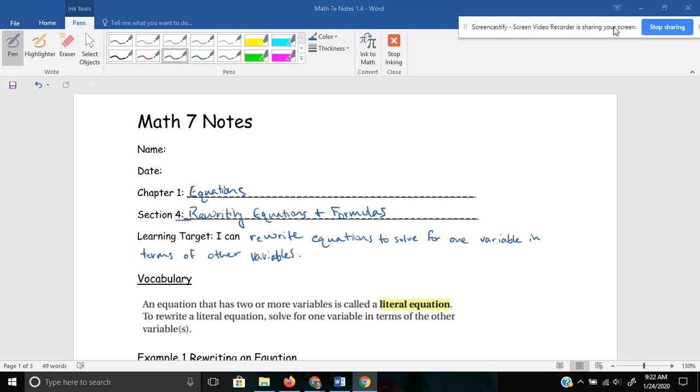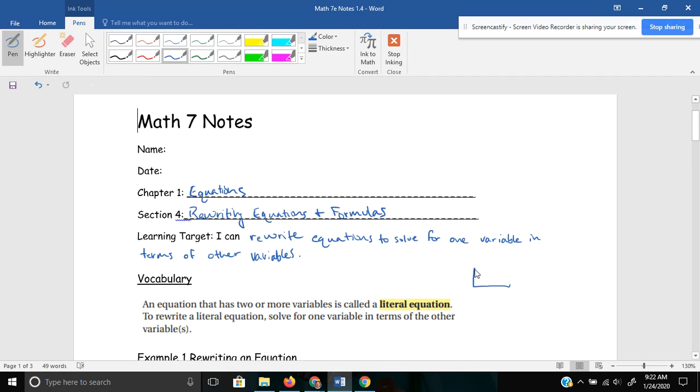And while that might sound confusing and like a whole bunch of mumbo jumbo, I'll give you a simple way to think about that. With our vocab, it relates right to that. It says an equation that has two or more variables is called a literal equation. So let me give you an example of a literal equation.